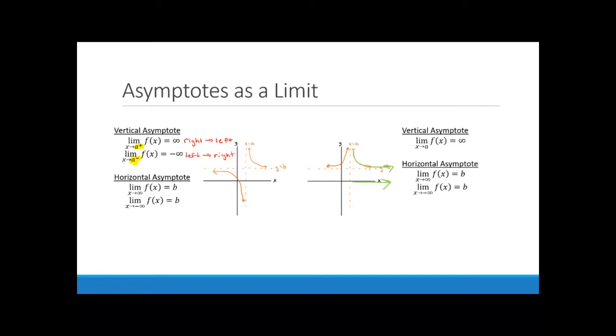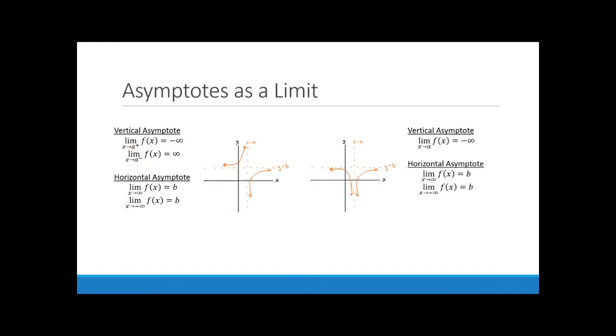And then on the other side, as x goes to negative infinity, what is happening? My graph is also heading towards this horizontal asymptote of b. But I can also draw this on here because I've got the two other pictures here.